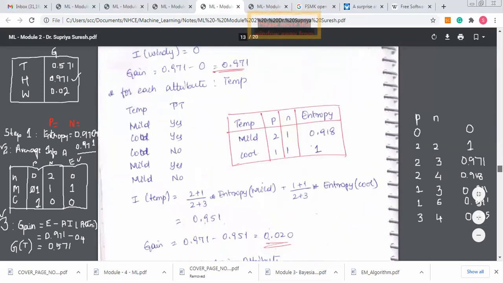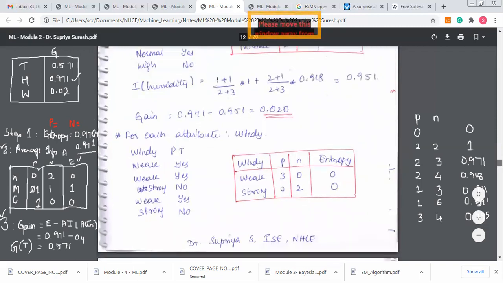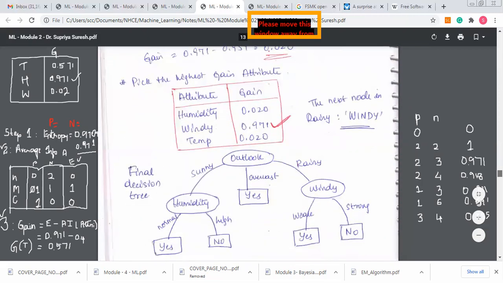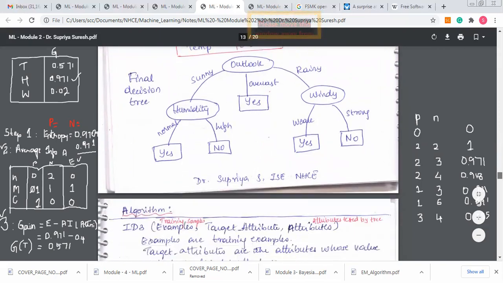When I consider the windy table, it will tell me how many positives and how many negatives there are. With respect to that, I see that for weak, everything is positive, and for strong, everything is negative. So I'll be considering my leaf nodes as weak and strong. Everything was positive with respect to weak and negative with strong. So I'm going to construct this table. My final decision tree is ready over here. This is how your decision tree works.